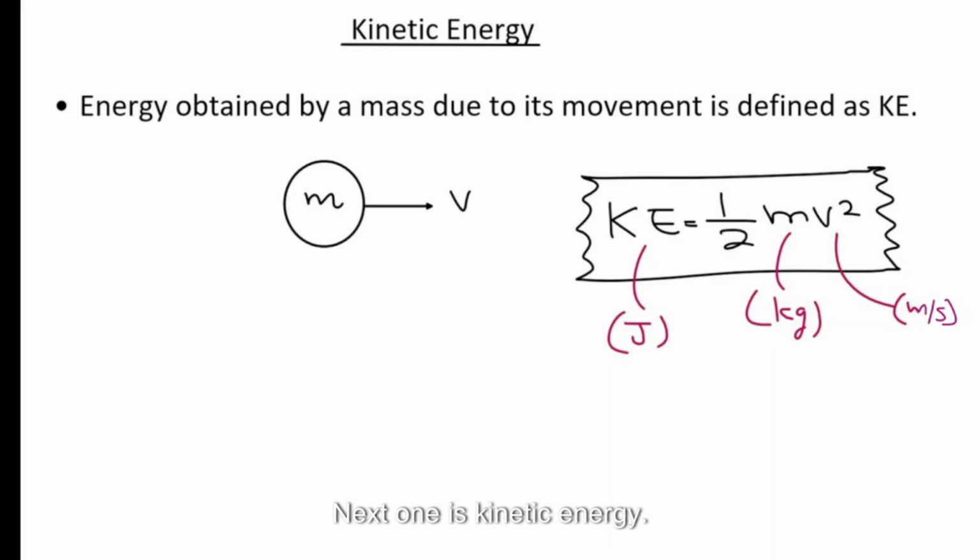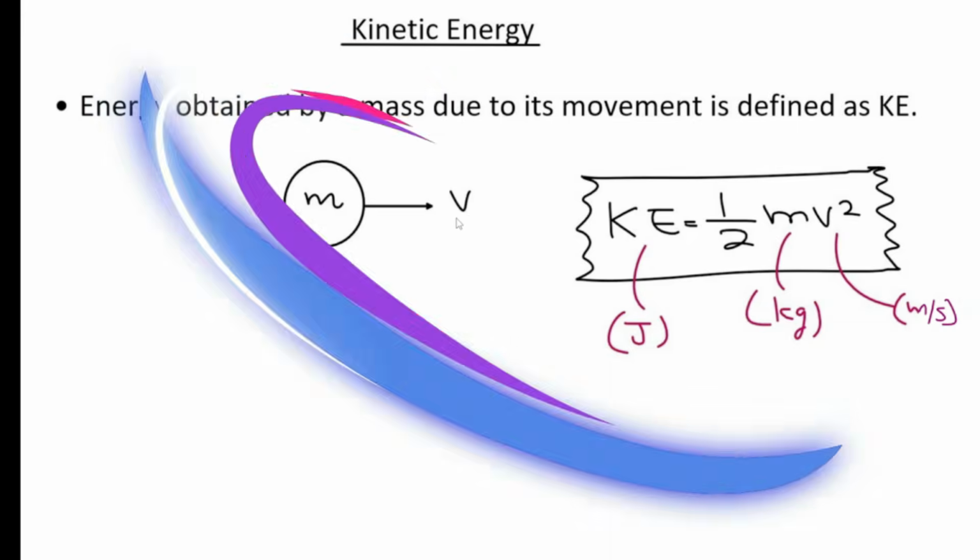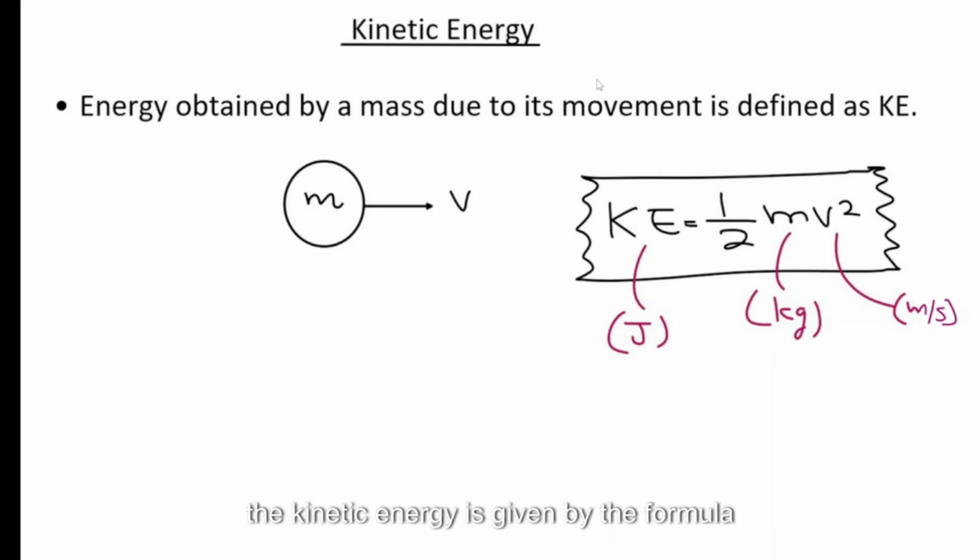Next one is kinetic energy. Kinetic energy is defined as the energy obtained by mass due to its movement. So if a mass of m is travelling at speed v, the kinetic energy is given by the formula half mv squared. Again, units are very important. Energy is always measured in joules.